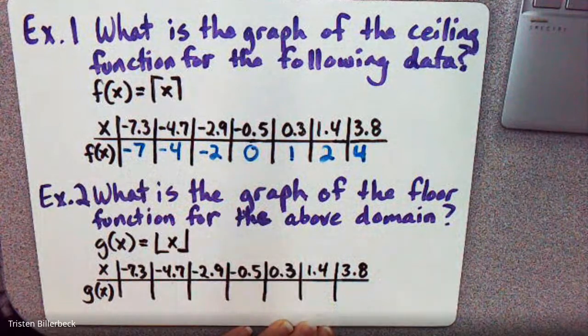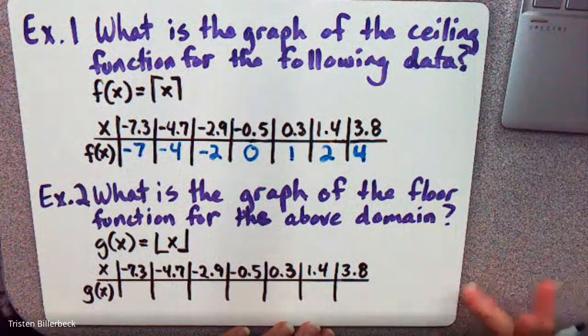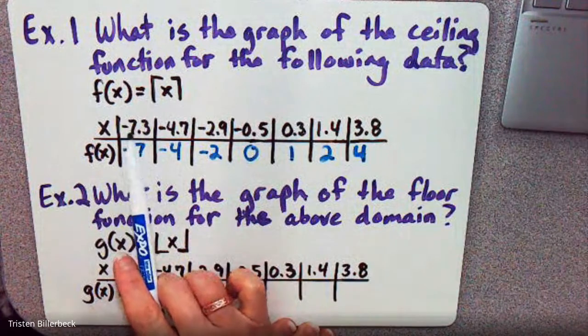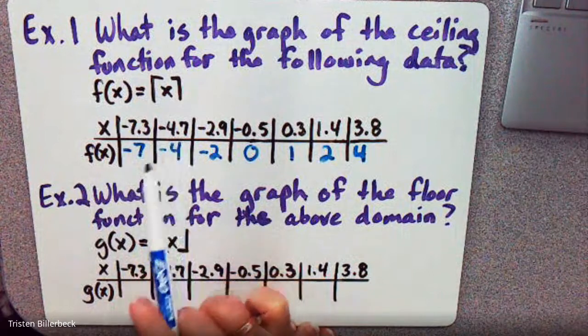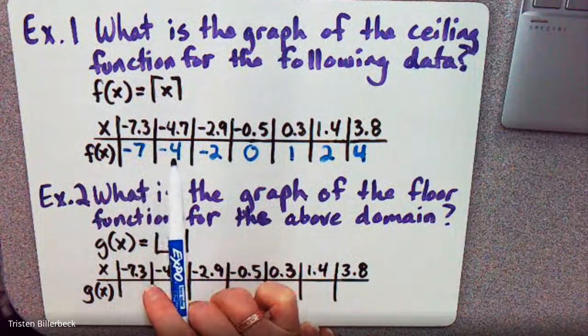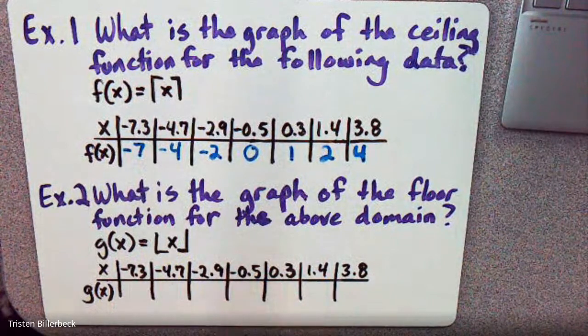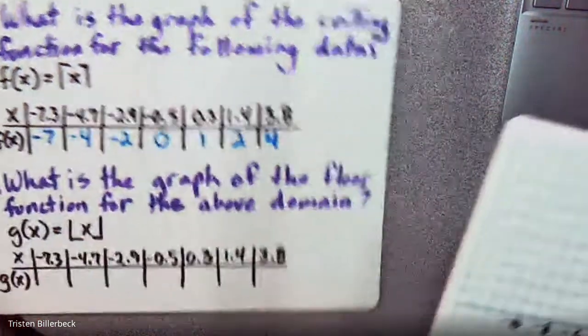Okay, so that's rounding up to the next integer. So we really need to be comfortable with the number line to know that negative 7.3 is smaller than negative 7. Negative 4.7 is smaller than negative 4. So that's rounding up to the next integer.